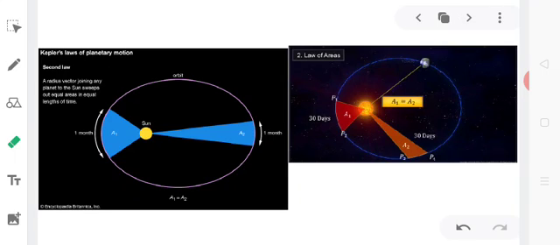The second law states that the two shaded sectors A1 and A2 have the same surface area, and the time for planet 1 to cover segment A1 is equal to the time to cover segment A2. A radius vector joining any planet to the Sun sweeps out equal areas in equal lengths of time. We can also say that the areal velocity of the planet is constant.